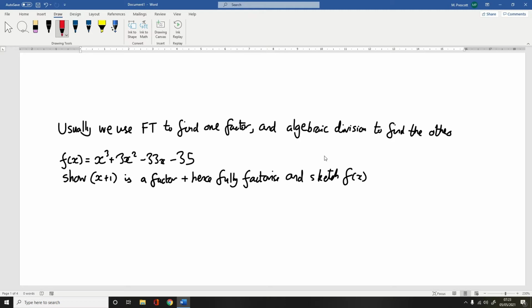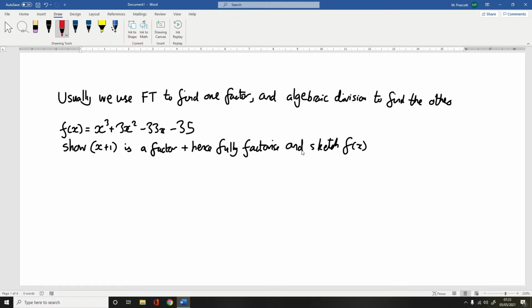Because it's a nice quick and compact way of breaking up things like cubics and quartics. So, here's our exam style question. We've got f(x) = x cubed + 3x squared - 33x - 35. We want to show this has a factor and hence fully factorise it, and we're going to sketch it as well. So we're kind of doing everything at once here.